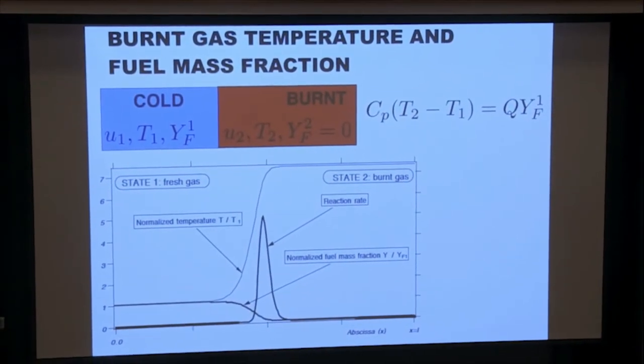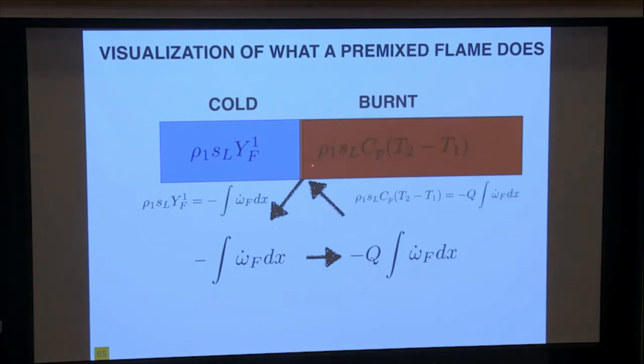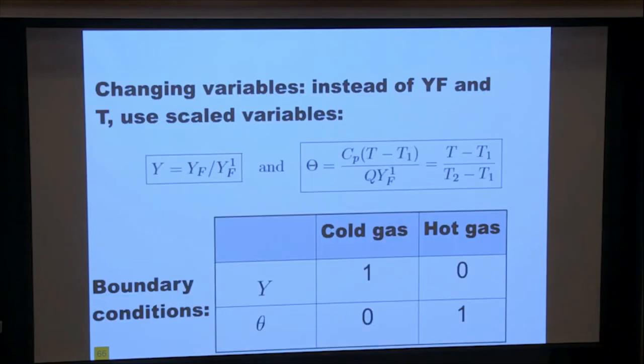Now, you can do more than that when you have these equations. You can have a simple interpretation of what's going on here. Again, you have a fuel mass flux entering this flame front. Now, this creates heat, and the heat creates the heat release and the temperature elevation of the gas.